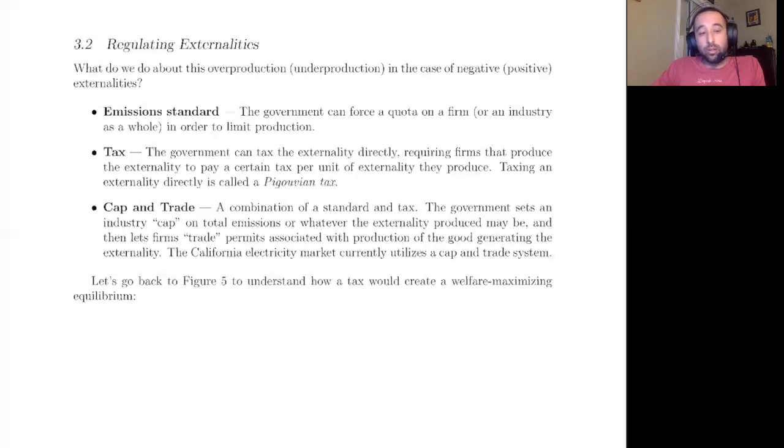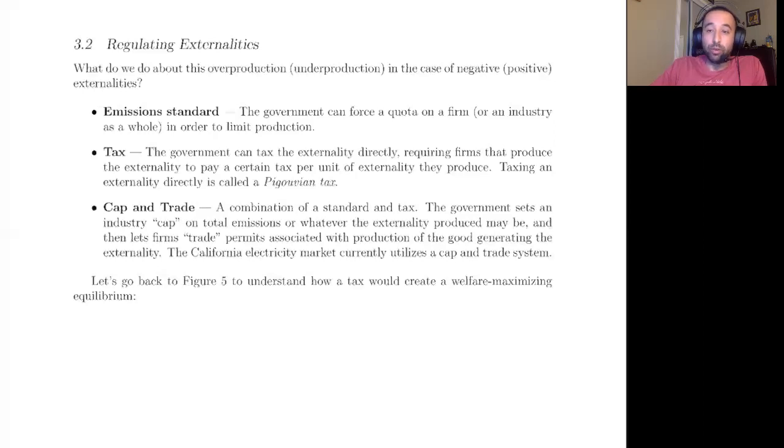Okay. And the final system is a cap and trade system, which we actually see in several parts of the world now in regulating externalities. In California, in particular, we have a cap and trade system for our electricity sector, so emissions from electricity generation. But Canada and Britain also have different forms of cap and trade systems, so they're becoming more common. So a cap and trade system is basically a combination of a standard and a tax. What basically happens is the government sets an industry cap on total emissions, or whatever externality produced may be, and then lets the firms in that industry trade permits associated with the production of the good generating the externality.